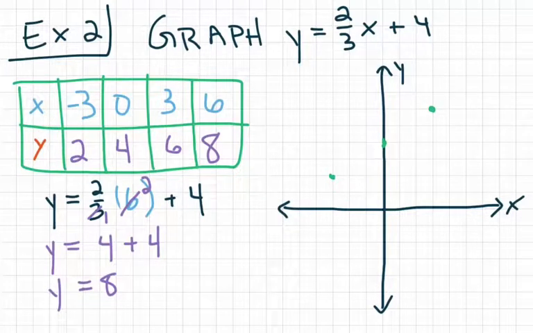And my final ordered pair is 6, 8. So I go to the right 6 and up 8 to put my point right there. So now that I have those points on my graph, I need to go ahead and draw the line connecting them.